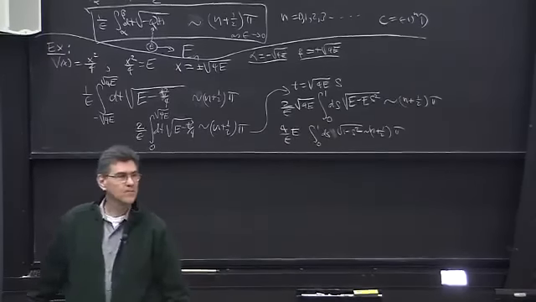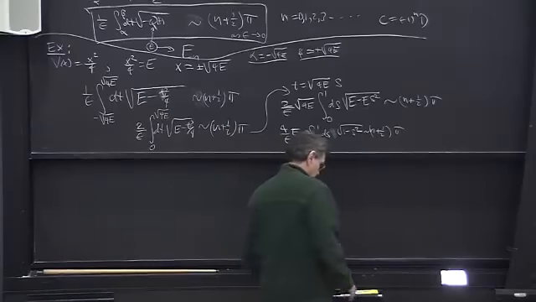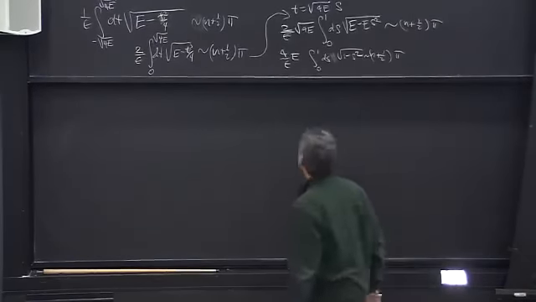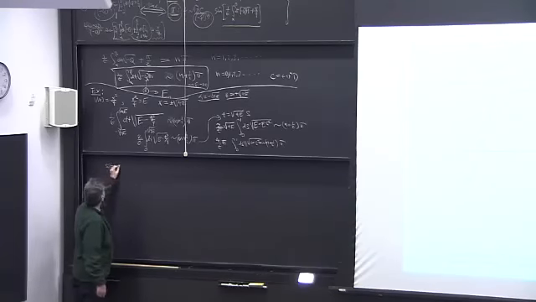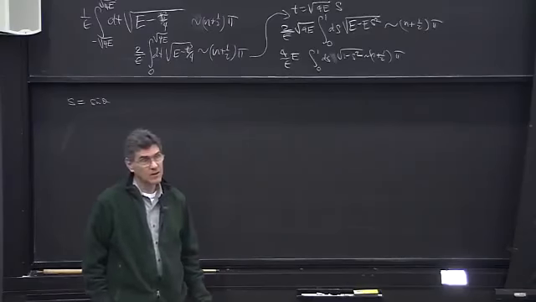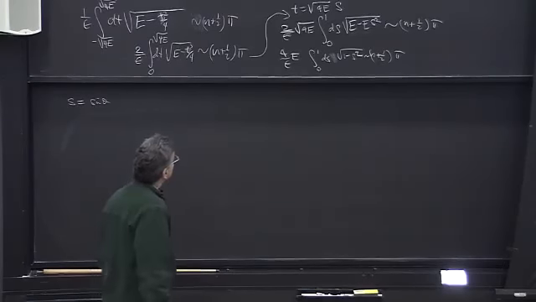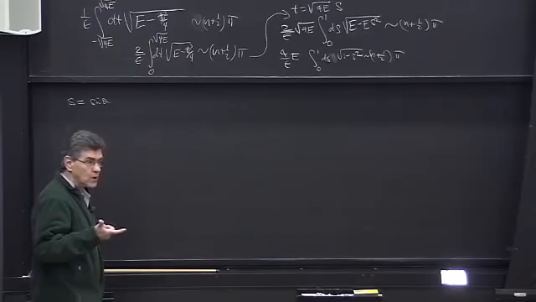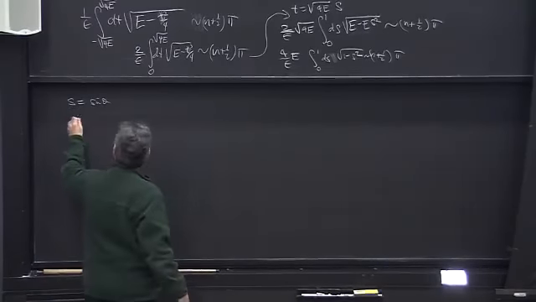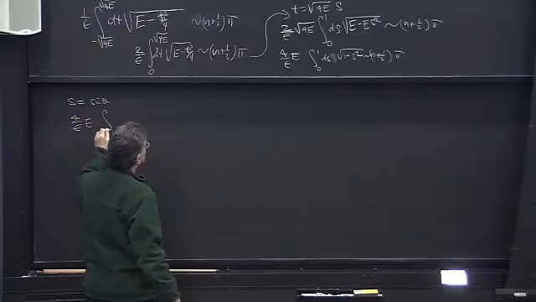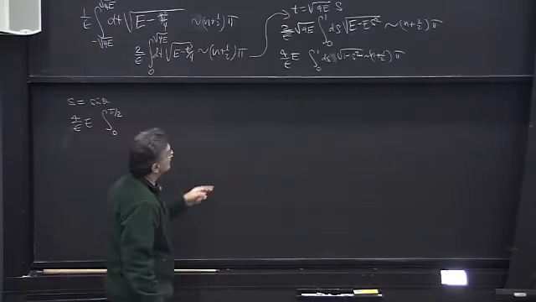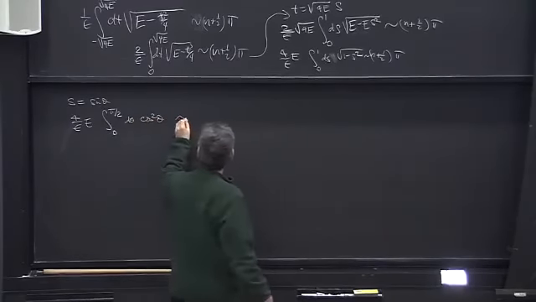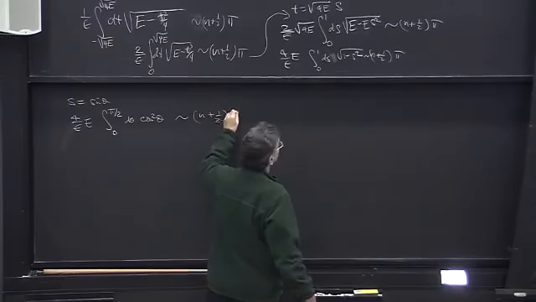Well, I don't know. One way of doing it is to say let s equal sine of theta, right? And so this integral is an integral from 0 to pi over 2, right? So the integral becomes 4 over epsilon e, integral from 0 to pi over 2 d theta times cosine squared theta, and that is n plus 1/2 pi.